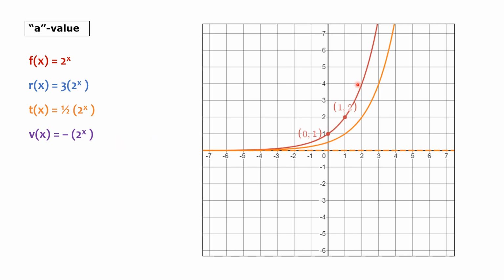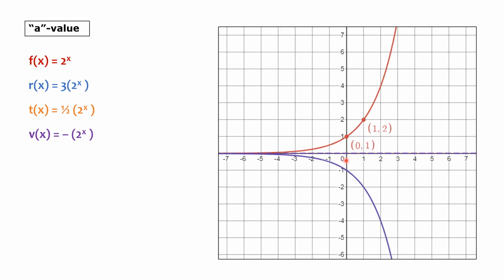I'm going to take my parent red function here, and I'm going to flip it down, and that's what it looks like flipped down. So 0, 1 is now 0, negative 1. 1, 2 is now 1, negative 2. And the asymptote, again, doesn't change with an a value. The a value isn't going to move our asymptote at all. So if you're making some sketches yourself, you can press pause and get some of these written down.